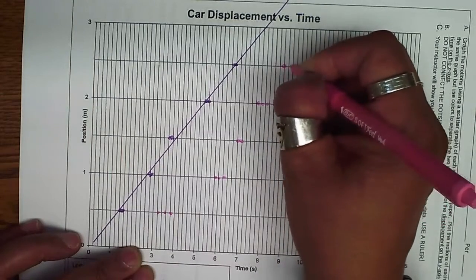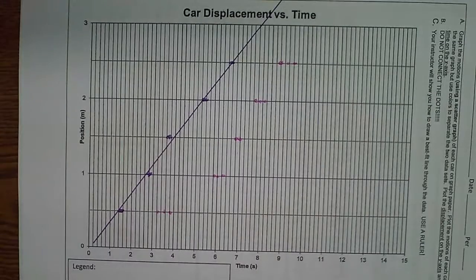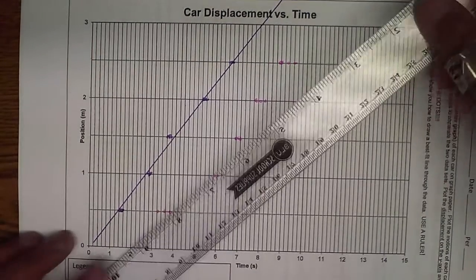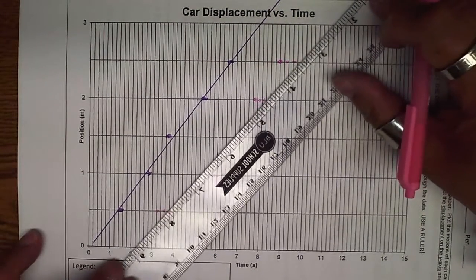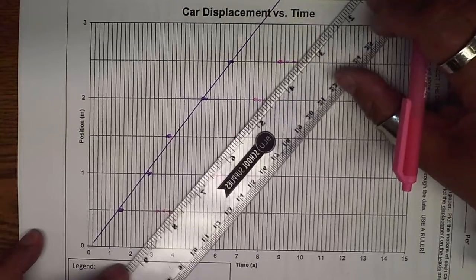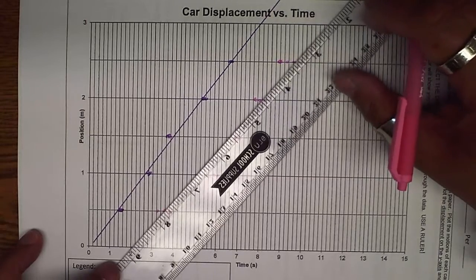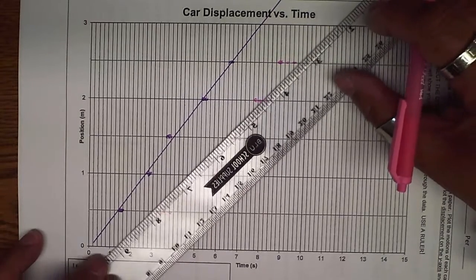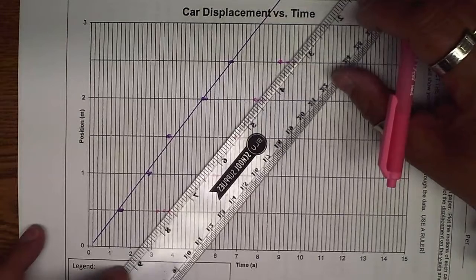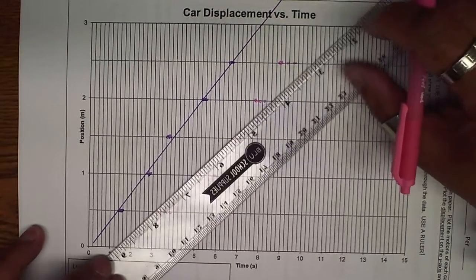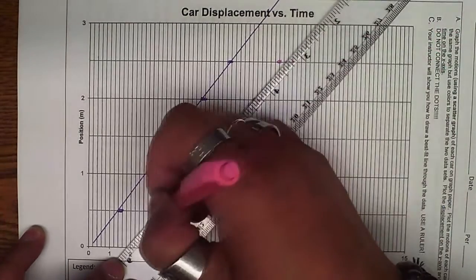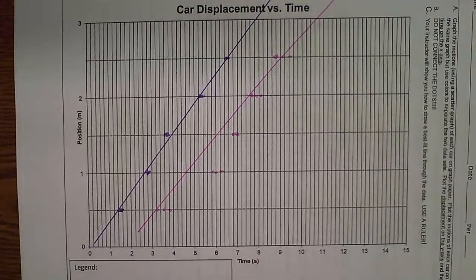As you can see here, these points are not very close. So again, you're going to do your best fit line between these points, trying to get as many of the points together as possible. Again, best fit line.